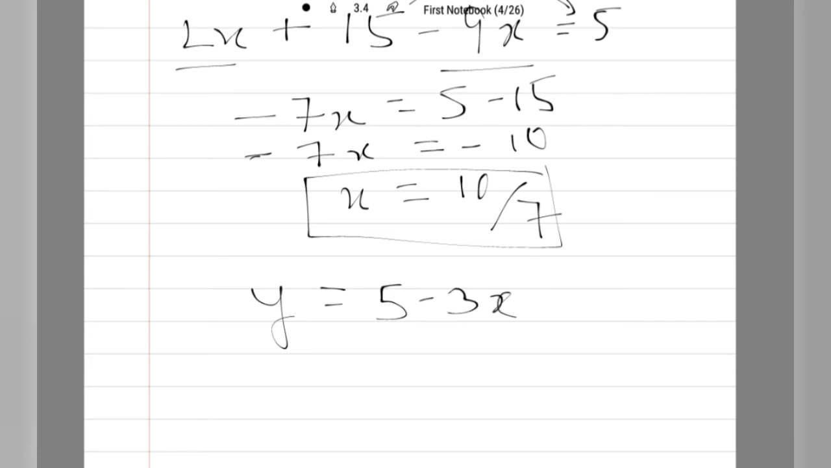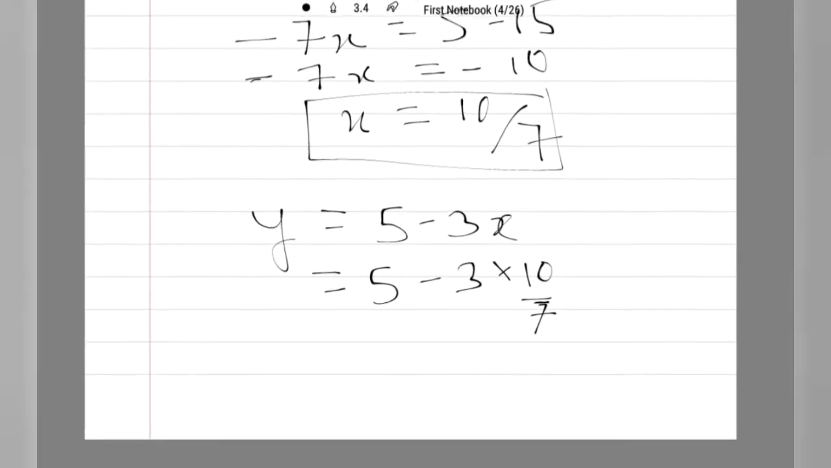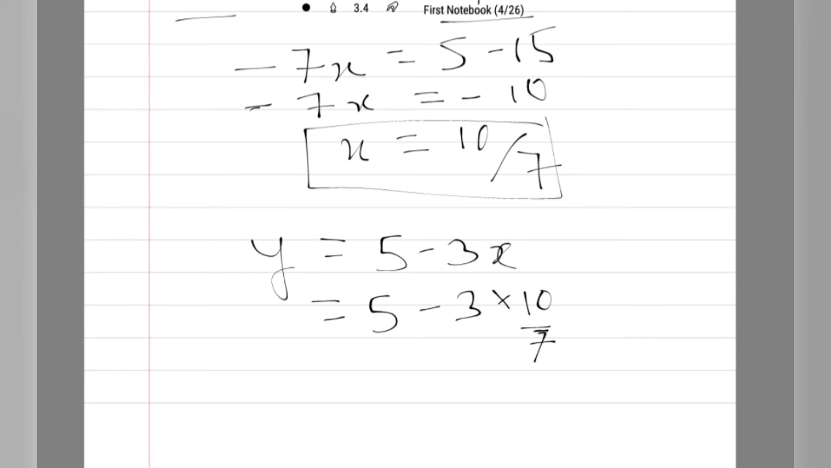Now what is the value of x? We get 10 by 7. So y is equal to 5 minus 3 into 10 by 7. We need to take the LCM here. So we get 5 minus 30 by 7, right? So we need to take the LCM here.